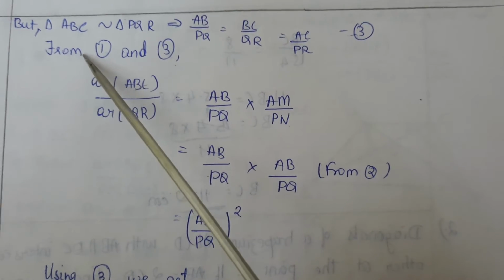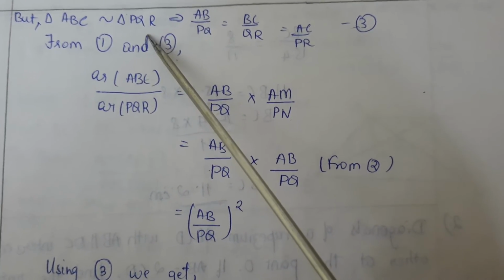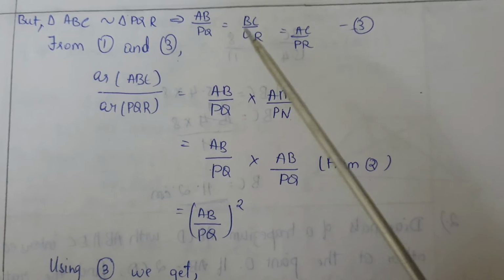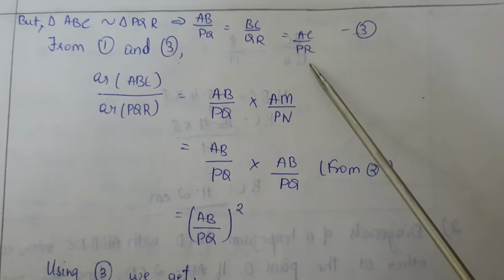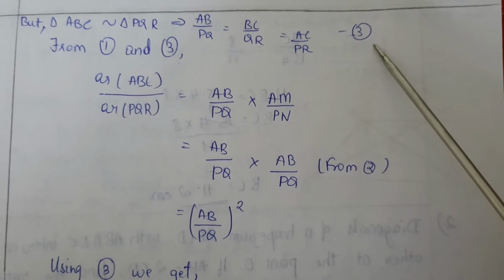But we know that triangle ABC is similar to triangle PQR. This implies AB by PQ is equal to BC by QR is equal to AC by PR. Take this as the third equation.